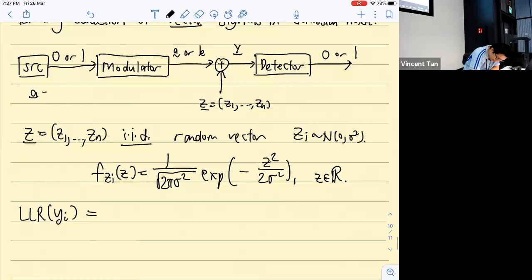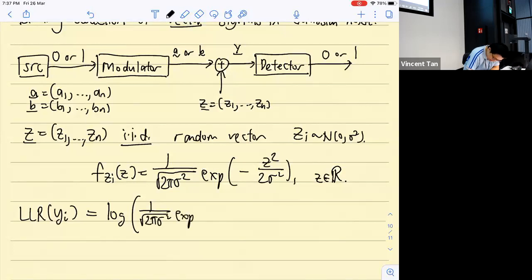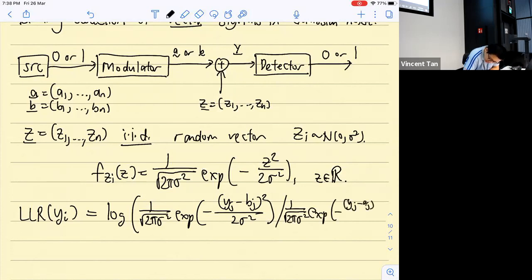So this vector A has components A1 all the way up to An, and the B vector has the same, B1 up to Bn. And so when we write down the log likelihood ratio, it will also be a function of these A's and B's. So here we have 1 over square root 2 pi sigma squared e to the minus yj minus bj squared over 2 sigma squared, divided by 1 over square root 2 pi sigma squared e to the minus yj minus aj squared over 2 sigma squared. And here we have one more bracket, okay? And one more, not enough space.